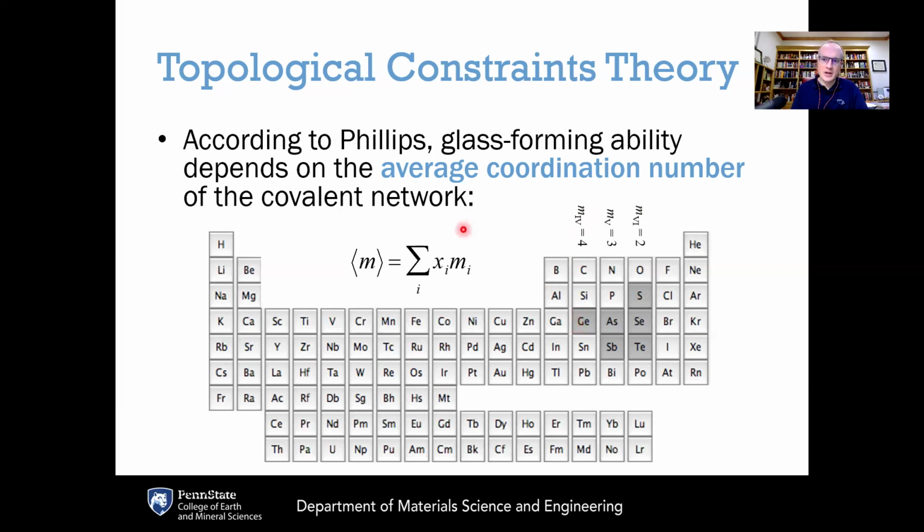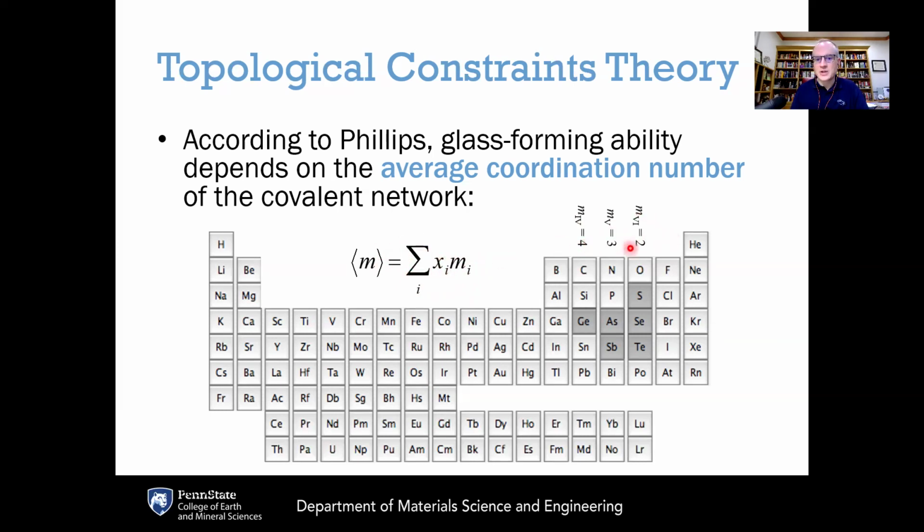Now, the key parameter in Phillips's topological constraint theory is the average coordination number of the potential glass forming system. The average coordination number here is indicated using these angle brackets as the average around the coordination numbers. And if we write this out, what this means is that if you take the summation over all the species in the glass, so all of these species I, and if you've got a mole fraction of each of those species, x sub I, multiply that mole fraction by the coordination number of that species, m sub I, and this gives you then a weighted average of the coordination where the weighting is done by the mole fraction here, xi.